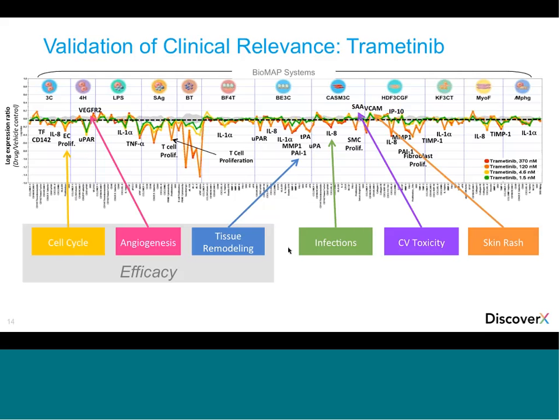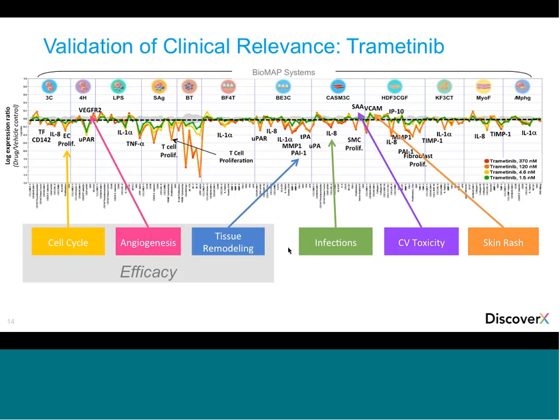And then finally, we also see an activity in our fibroblast-based model of wound healing. We see increased levels of VCAM, vascular cell adhesion molecule. This is an adhesion protein that's involved in the recruitment of chronic inflammatory cells into sites of inflammation. And we see increased levels of this protein, and we have associated that increase with a risk of skin rash.